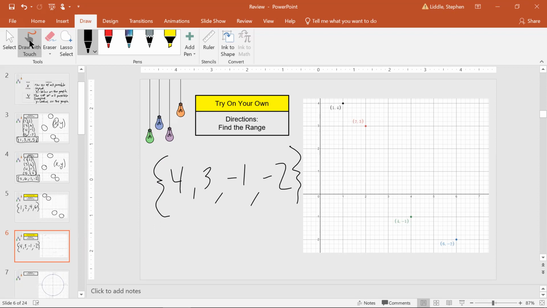So I wrote these in order as I saw them for each point. On your test, you might get them in numerical order. So it might go -2, -1, 3, and then 4. Both are correct.